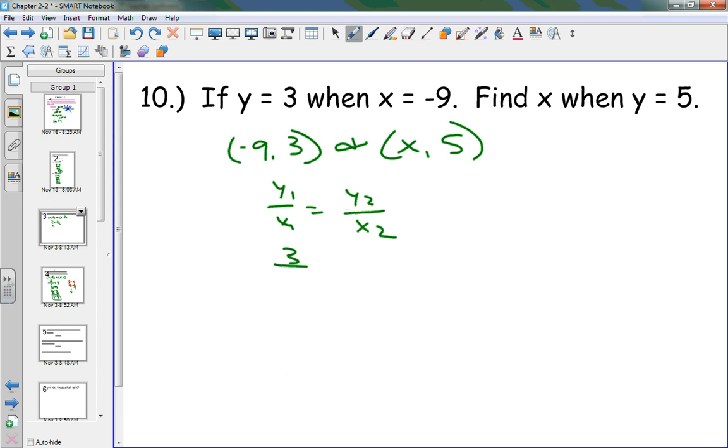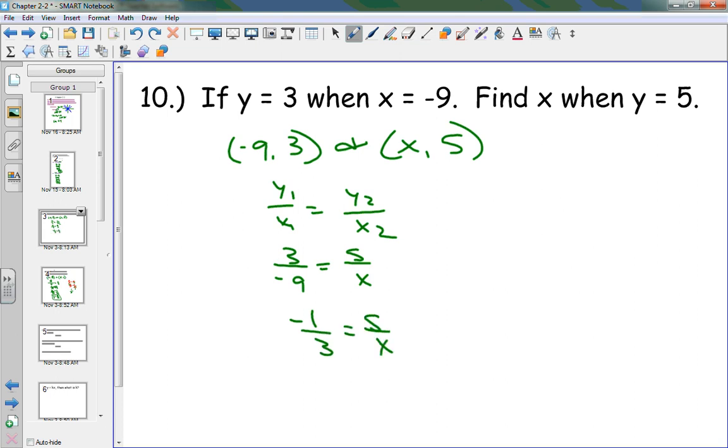So that's going to be 3 over negative 9 is equal to 5 over x. Now notice the 3 over negative 9. That can be reduced. And I'm going to reduce it because you guys constantly cross multiply without reducing, so I'm going to reduce first, to give you negative 1/3 is equal to 5 over x.